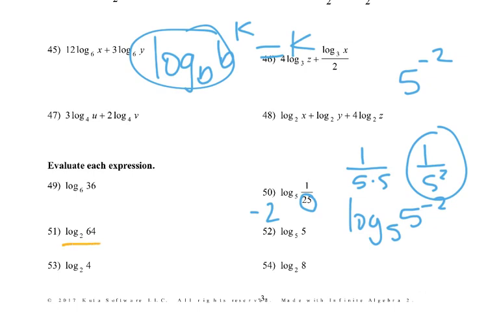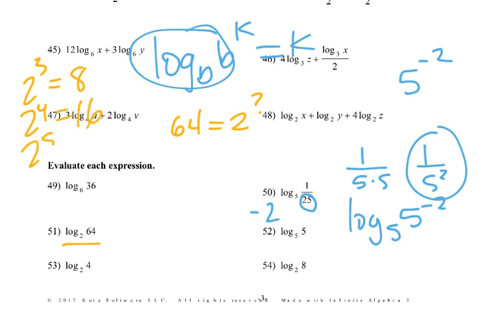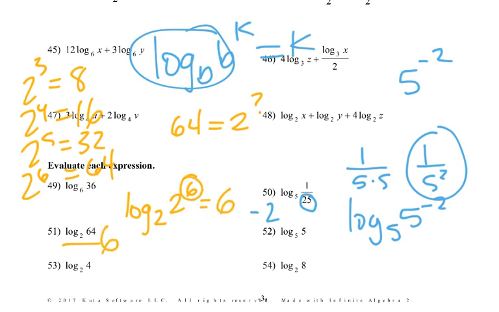Okay, 51 now, log base 2 of 64. Well, how can 64 be connected to 2 to some power? Okay, well, 2 to the third is 8, 2 to the fourth is 16, 2 to the fifth would be 32, and 2 to the sixth would be 64. So that's like log base 2 of 2 to the sixth, so once again that's going to equal 6, that power. So that answer is 6. Okay, 52 should be easy, those are the same, so that is 1.